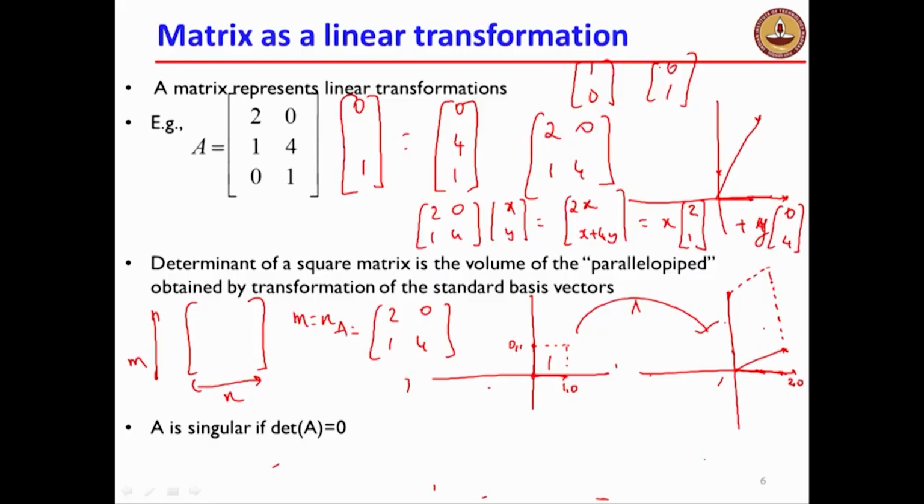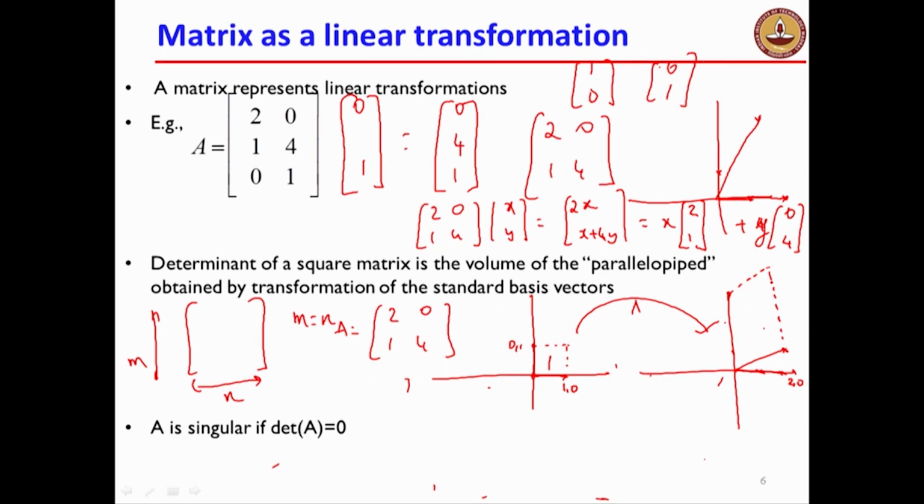Now this is important. There are several properties of the determinant which some of you may know and have used, but we will use one of these properties about singularity. The determinant is defined only for square matrices. It is not defined for rectangular matrices. Now a matrix is singular if its determinant is 0.